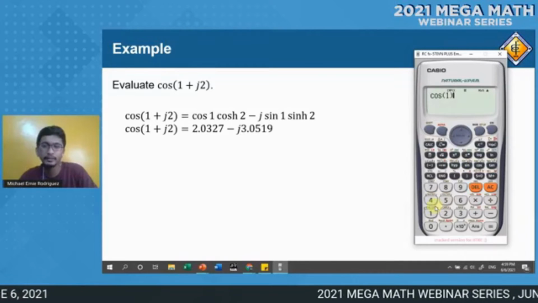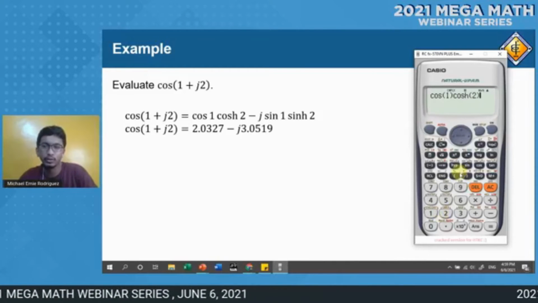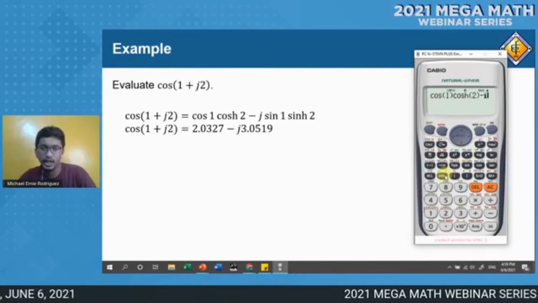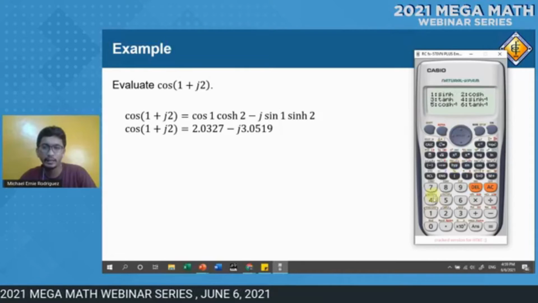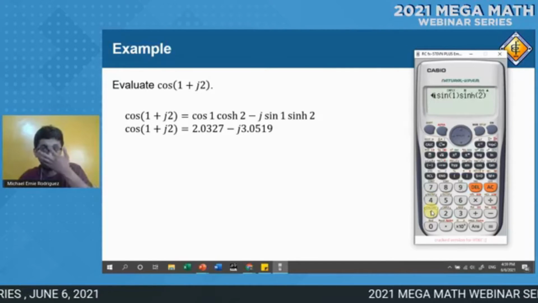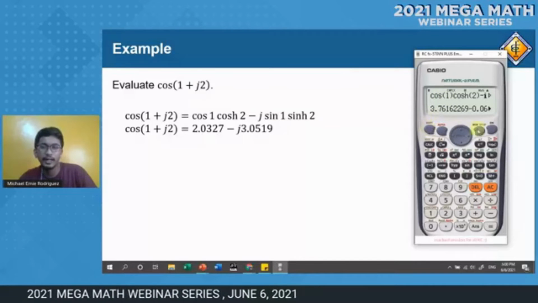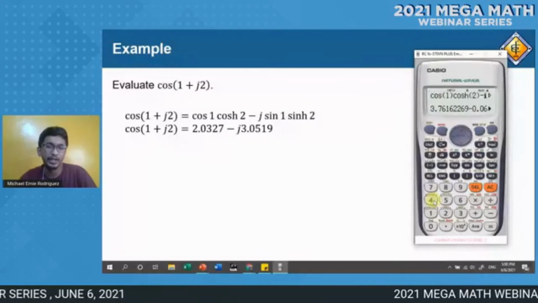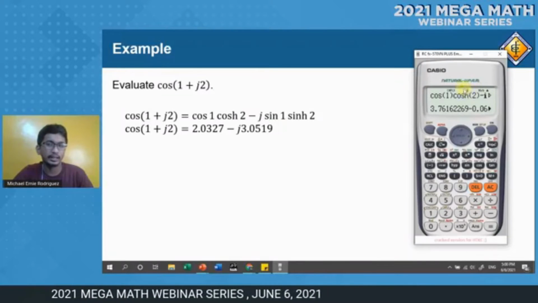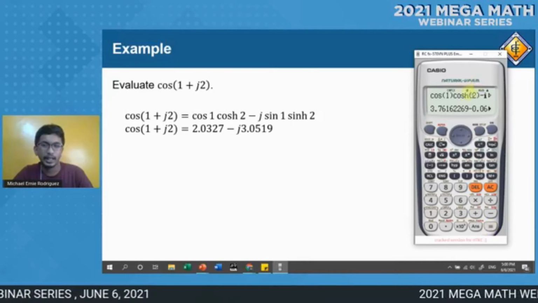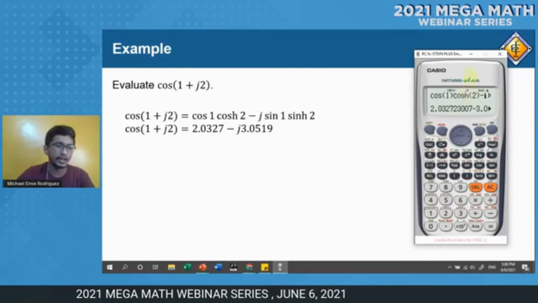So, we input in the calculator: cosine 1, and then cos of hyperbolic 2, minus j, and then sine 1 times hyperbolic sine of 2. Our answer is, oh, different from our answer. So, remember that in this case, you should be in radian mode. When evaluating trigonometric functions, you must be in radian. Always check this, because this is usually the common mistake. So, it should be in radian, then input it, and then equals. So, we now have the same answer. Okay? So, you should be in radian.